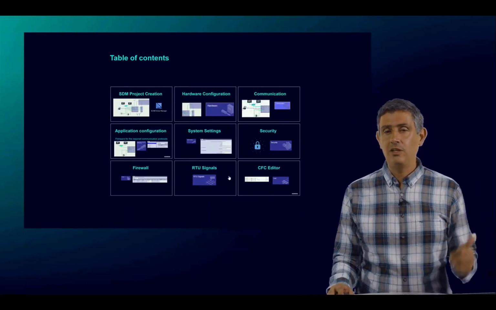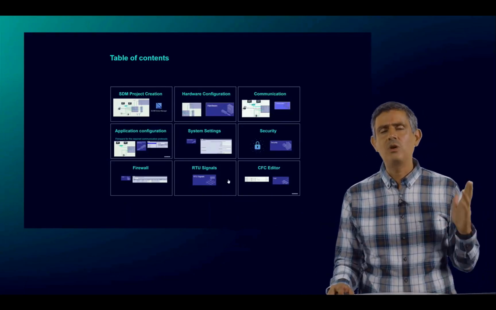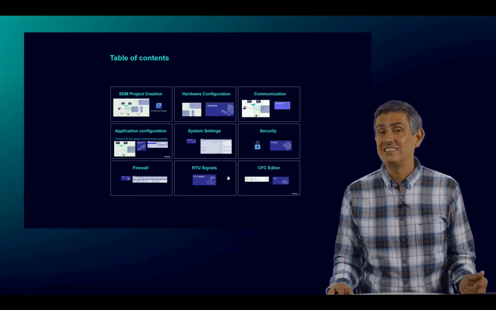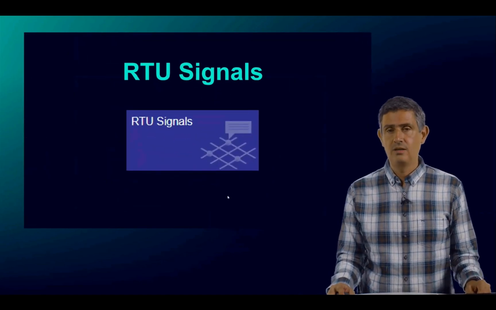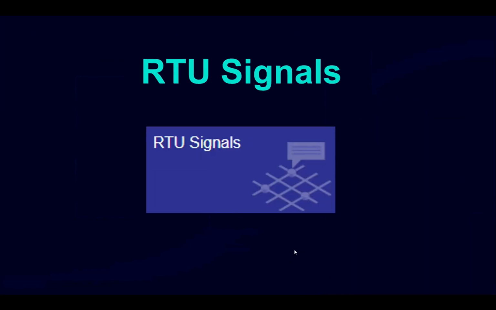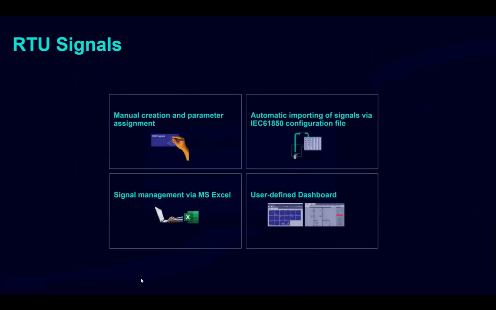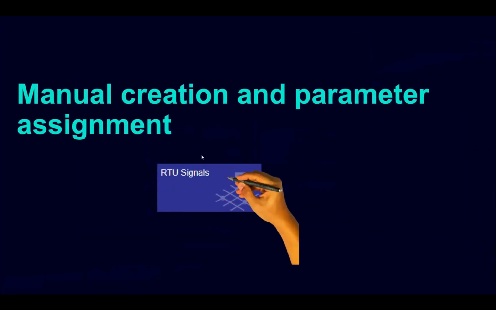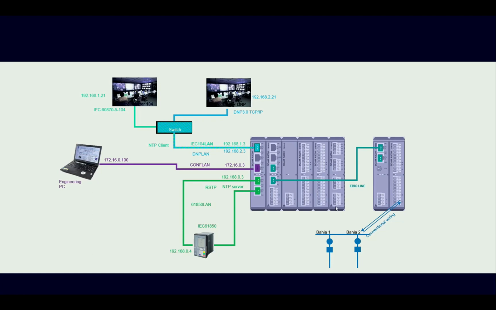Now, let's continue with new things in Device Manager. Let's see how we handle, now in version 4, the signals in the RTU. There is a very important, relevant change from the previous versions up to 3.9 to version 4. In this example, we will see how we can manually create our signals in the RTU. The example will be based on the configuration of wire signals.